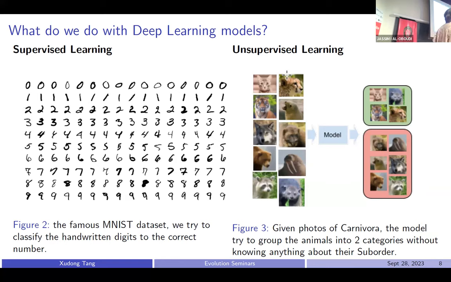But even after the model grouped them, the model still doesn't really know that the green ones are cat-like and the red ones are dog-like. It only does this task by finding the similarities based on the sample itself.